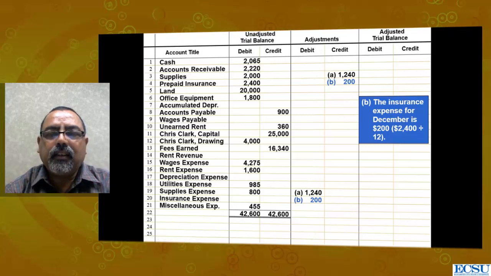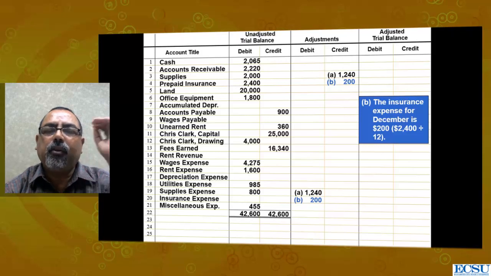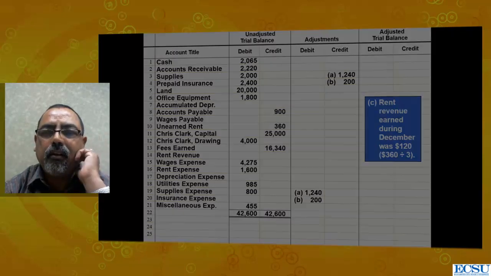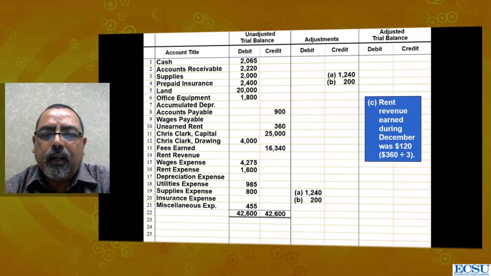Any asset increase, any expense increase, or any drawings increase will be debited and decrease will be credited. At the same time, any increase in liability, increase in revenue, and increase in owner's capital would be credit, and decrease in the liability, capital and the revenue would be debit. So you'll have to follow that rule in order to do the adjustments.